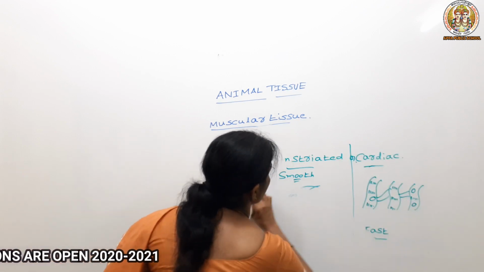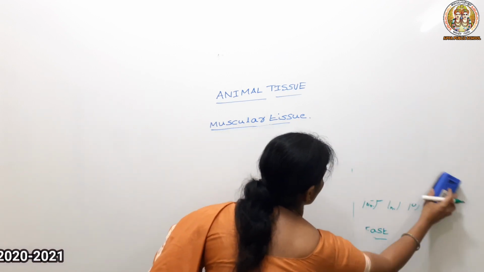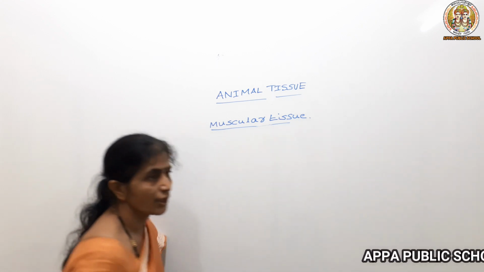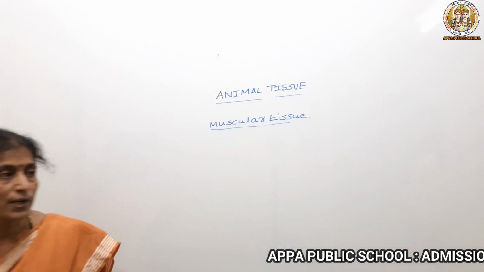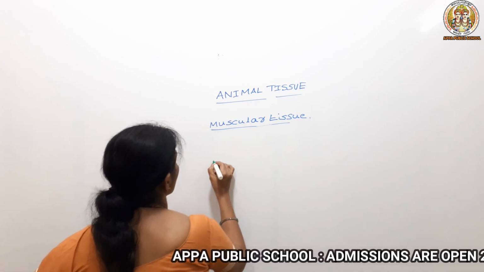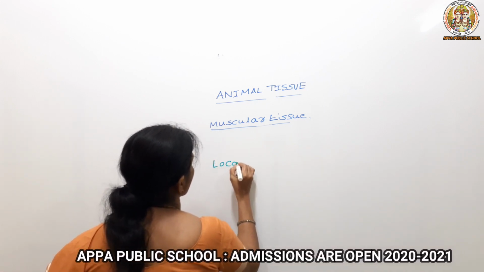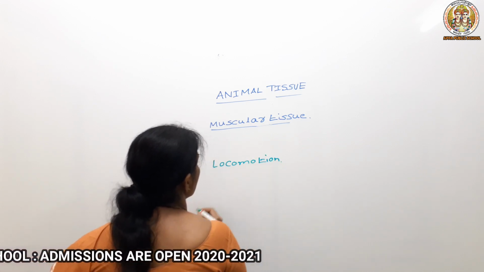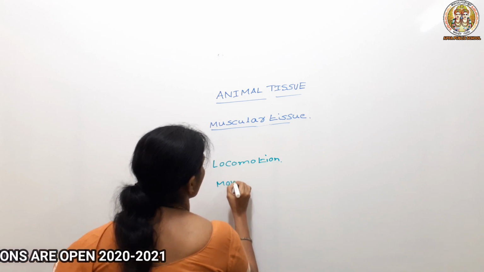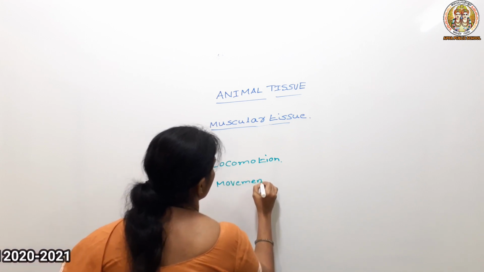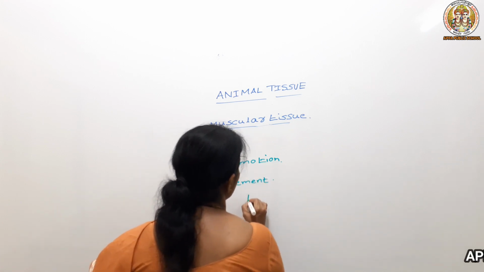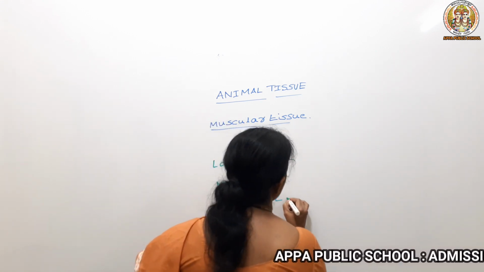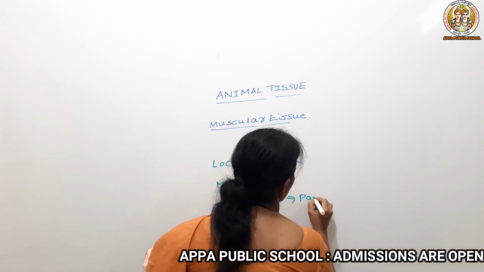So mainly the function of this muscular tissue is movement. Depending upon the location where it is present, the function also varies. Locomotion means movement. It not only helps in locomotion but also in other movement. For example, in the heart region, the blood which is pumped by the heart will be supplied to each and every part of the organ.